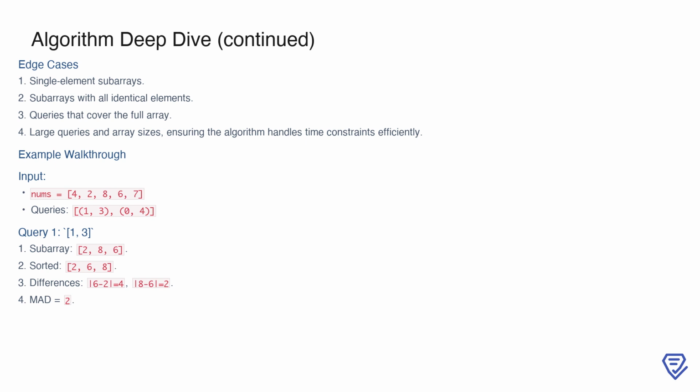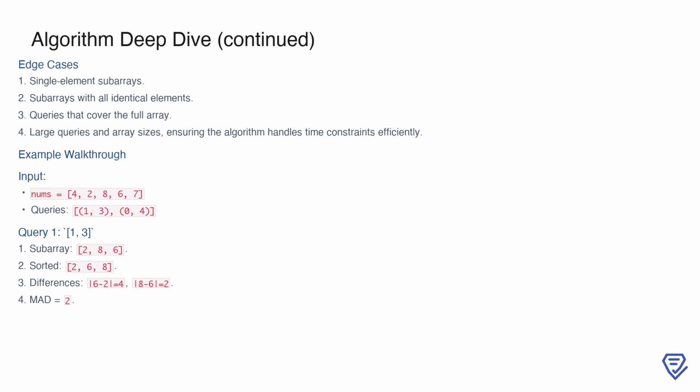Queries that span the full array also need to be handled efficiently, as they involve merging multiple segments. Finally, the algorithm must remain performant under constraints involving large array sizes or numerous queries. To illustrate how this works, let's look at an example. Suppose nums equals 4, 2, 8, 6, 7, and we're given the query 1, 3.